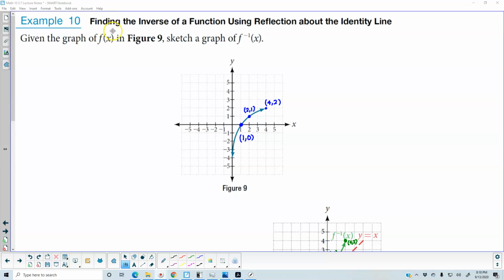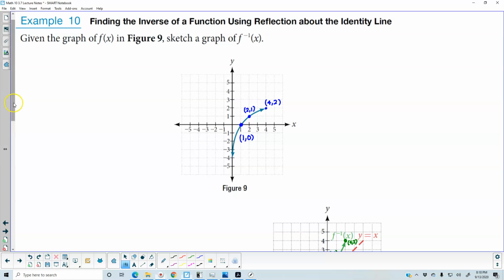Example 10, finding the inverse of a function using reflection about the identity line. So given the graph f of x in figure 9, we want to sketch a graph of f inverse of x. In order to sketch that, we need to first look at the points on this graph that we can clearly see. So the points that we can see are (1, 0), (2, 1), and (4, 2).